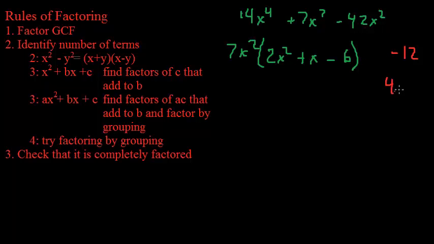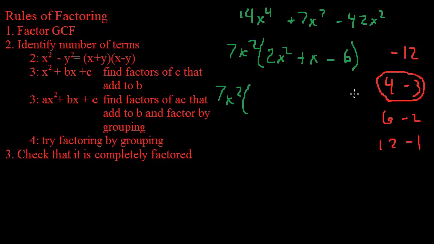I have 4 and negative 3, 6 and negative 2, 12 and negative 1. I check these here. I already do have my two factors. 4 times a negative 3 gives me my negative 12, and they add together for a positive 1. So I use those two factors, these two here, to split my middle term and factor by grouping. So I bring down my greatest common factor, 7x squared, and then split that middle term.